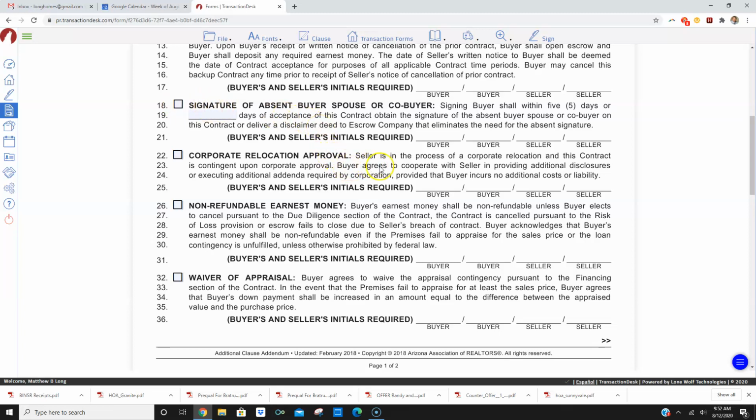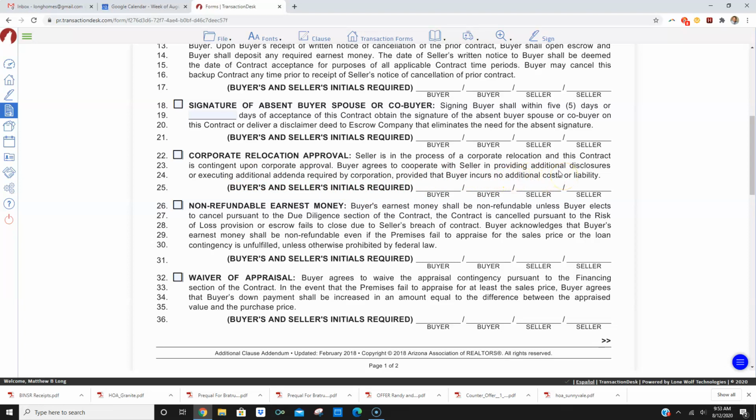Corporate relocation approval. Seller is in the process of corporate relocation, and this contract is contingent upon corporate approval. Buyer agrees to cooperate with seller in providing additional disclosures or executing additional addenda required by corporation, provided that buyer incurs no additional costs or liability.